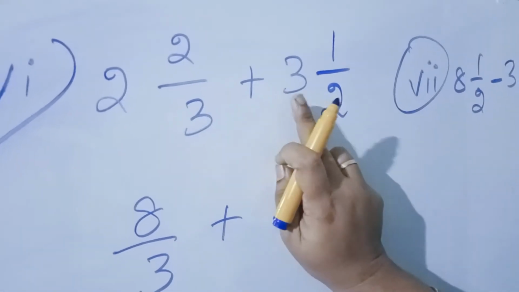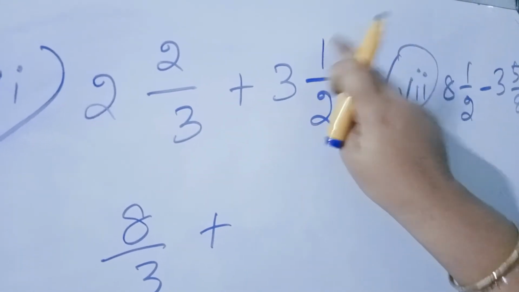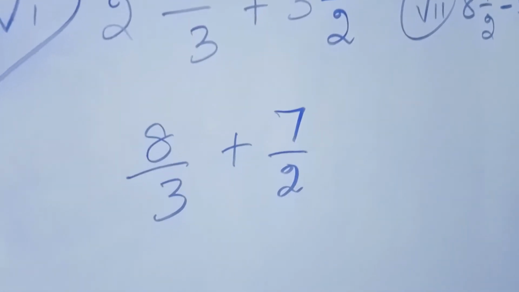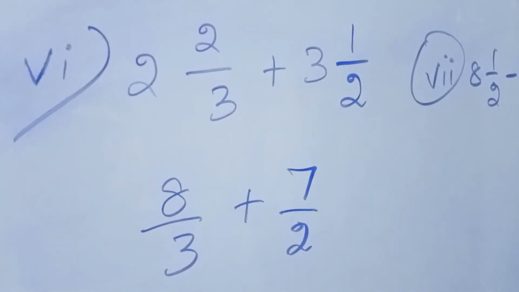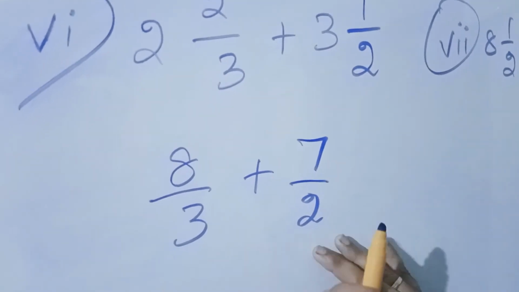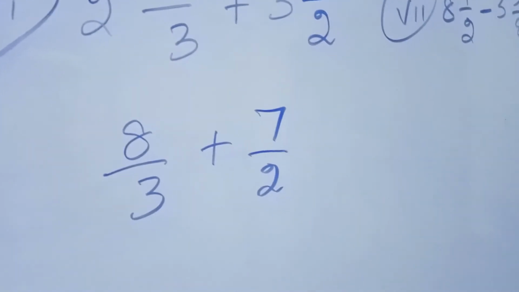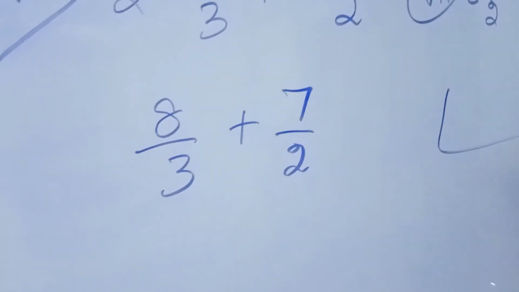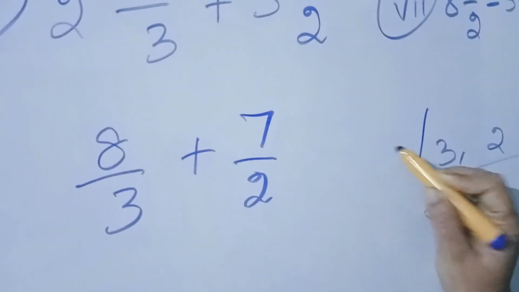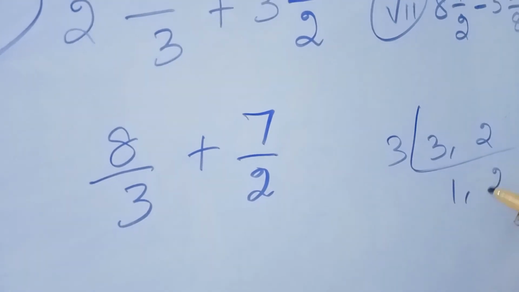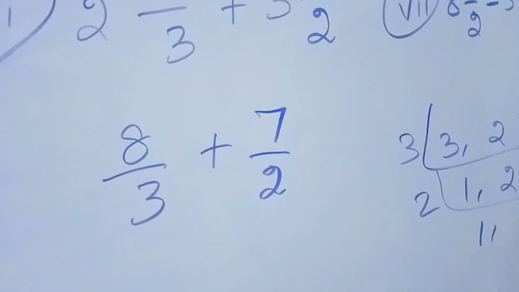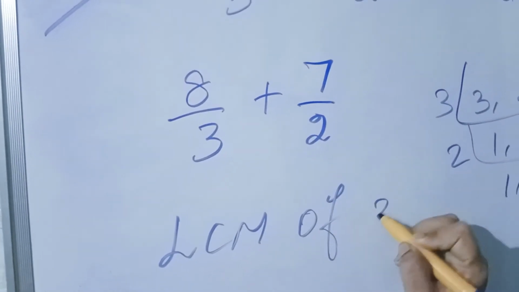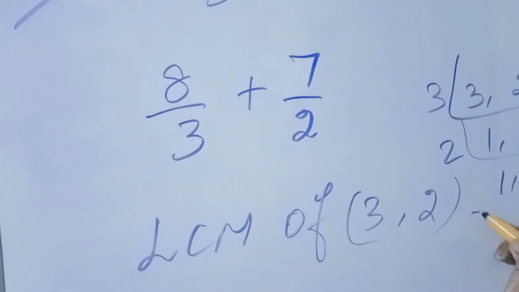The same way, 3 2s are 6. 6 plus 1 is 7. So 7 by 2. Okay. Now we can check, is this like fraction or unlike fraction? This is unlike fraction. So we have to take LCM. 3 comma 2, LCM is 6. Okay. 3 table: 1 2, then 2 table: 1 1. Yes. LCM of 3 comma 2 is equal to 6.